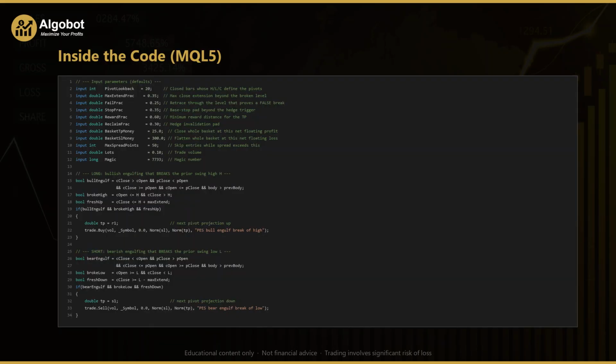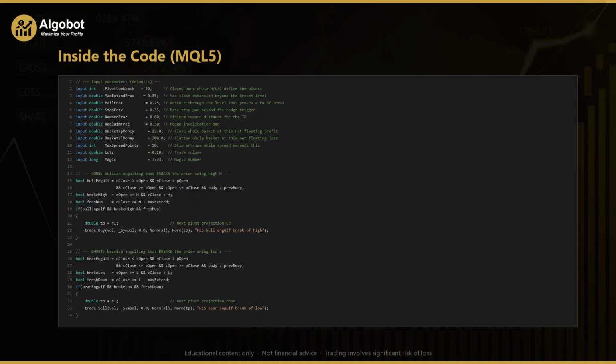Here's the core of that logic as it appears in MetaEditor. At the top are the input parameters you can adjust in the strategy tester. PivotLookback sets how many closed bars define the levels. Max extend fraction, fail fraction, stop fraction, reward fraction, and reclaim fraction all shape the buffers as fractions of the range. BasketTpMoney and BasketSlMoney define the account currency exit levels, and there's a maximum spread filter, the lot size, and a magic number to tag the trades.